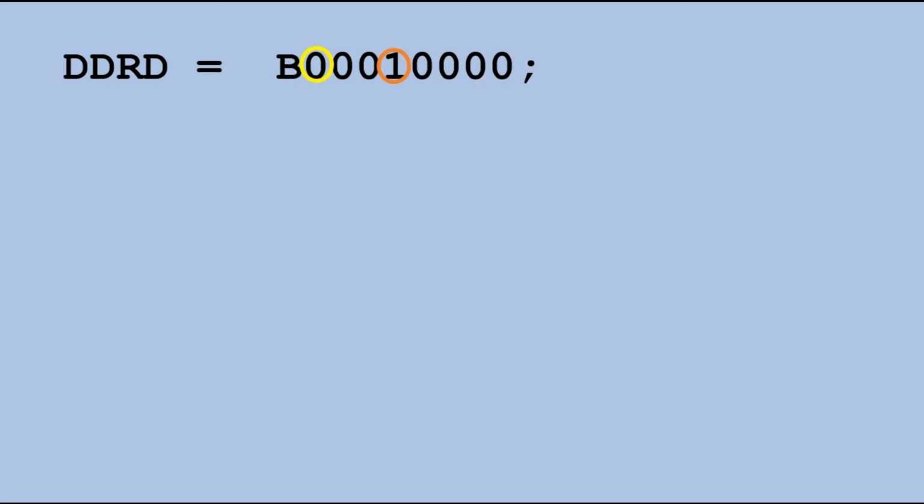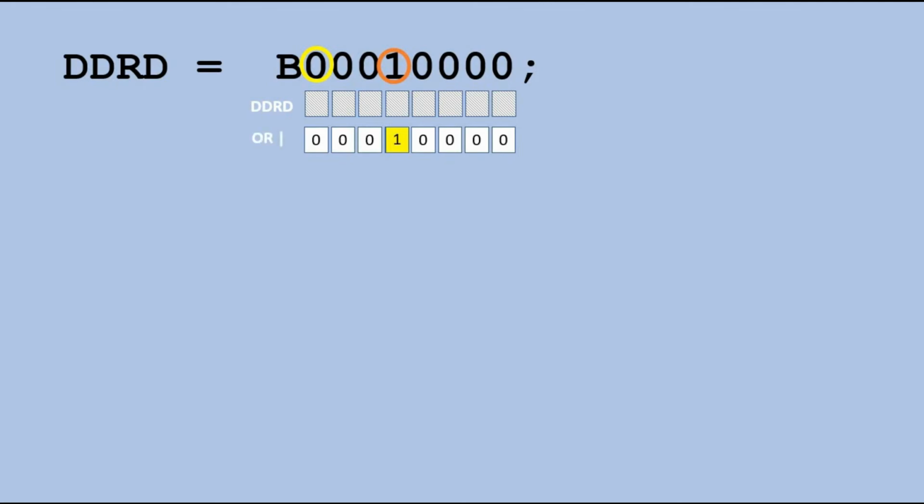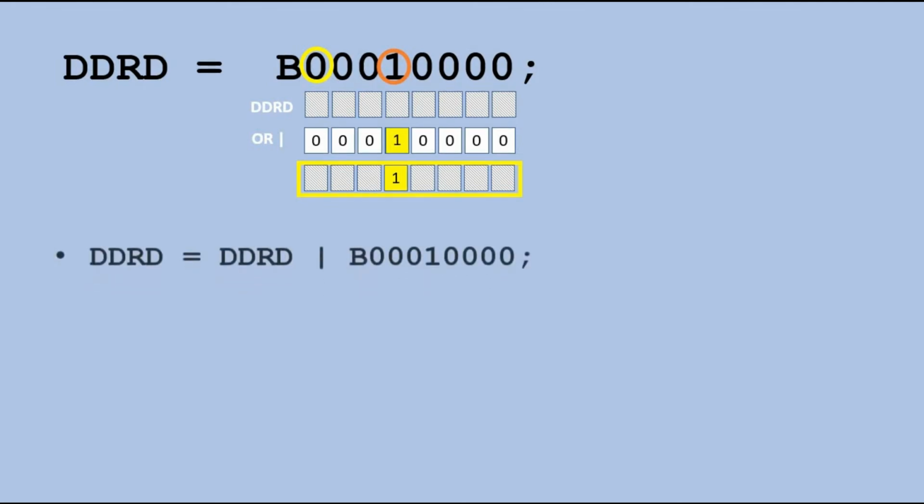We have a DDRD register. We are not aware of the current bit values in that register. We want to set the 5th bit to 1. To do this, we need a mask in which all bits are set to 0 apart from the 5th bit that is set to 1. Then we use the logic operator OR, and this sets the 5th bit to 1 and all the other bits remain unchanged. Here are three ways to perform this action within Arduino code.